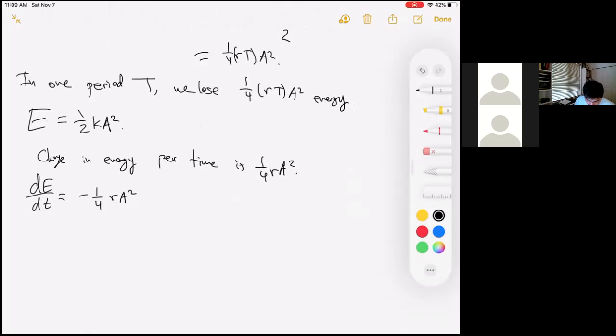And then we see that dE/dt is equal to 1/2. Now if we just use the product rule, this is A squared dk/dt plus k times 2A dA/dt. And dk/dt is equal to negative r by definition.